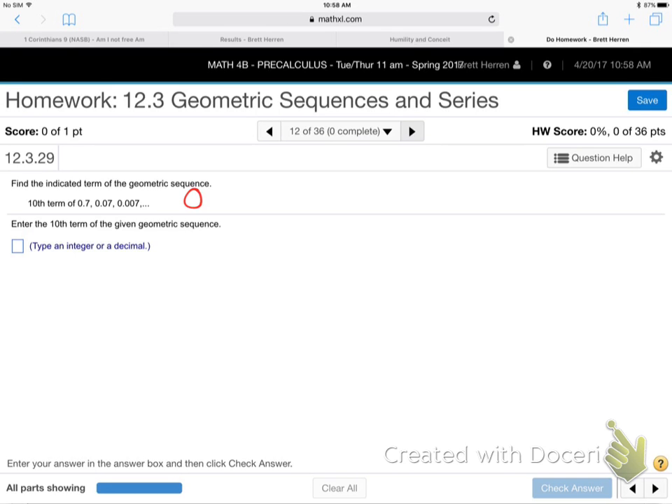So it's 0. Say, let me space it out for us a little bit. So it's 0.7. It's 0.07. 0.007. You want to go all the way to the 10th term. So we have the first term, second term, third term, all the way to the 10th. I wouldn't do all the ones in between. Can you just jump to the 10th by using the pattern?